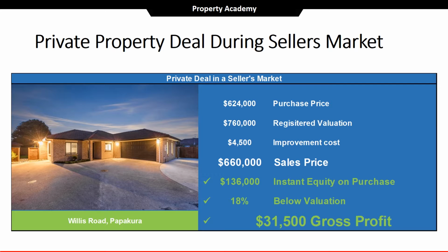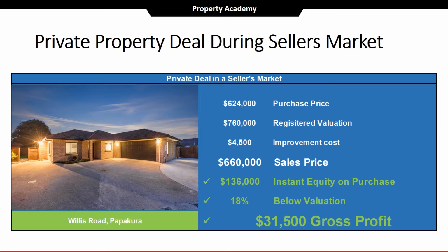But I said, look, here's the registered valuation. It's at $760,000. You're gaining $100,000 in equity. I can't drop the price any further for you. I stood firm, and the buyer obviously saw the value in it, and he said, yep, let's roll with $660,000. In about a 2-week period, I was able to make $31,500 gross profit.